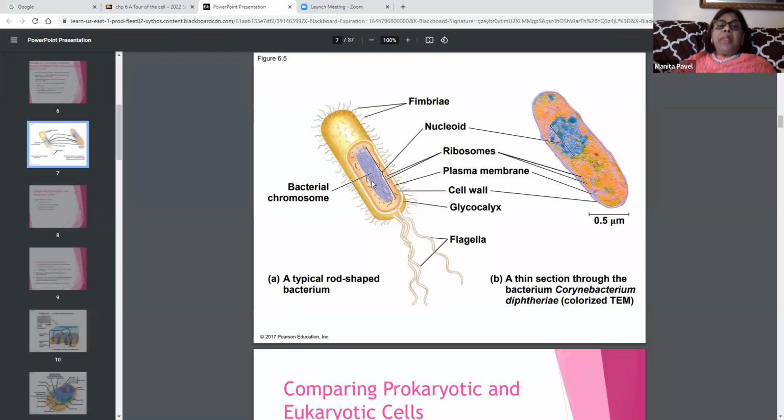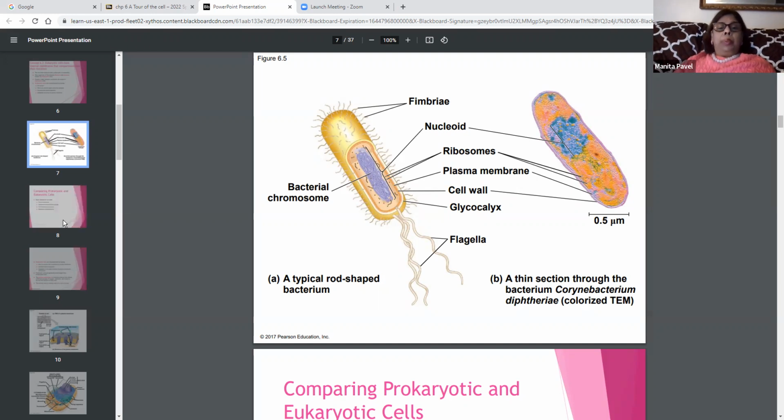So now we see, in order for an organism to be living, it must have DNA, the genetic material of the cell. But because prokaryotes don't have a nucleus, they don't have all these membrane-bound organelles, their DNA is not as complex as eukaryotic DNA. Their DNA is in the form of a single loop, which is present in a specialized compartment called the nucleoid region.